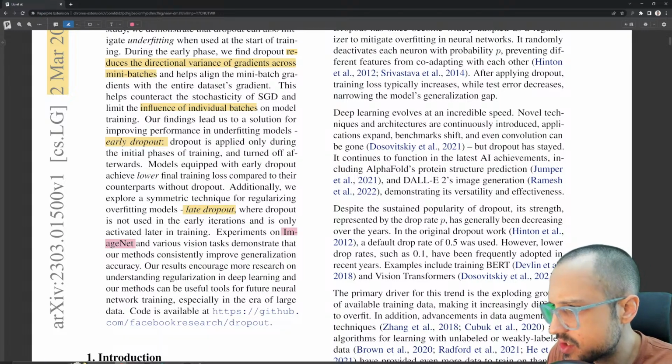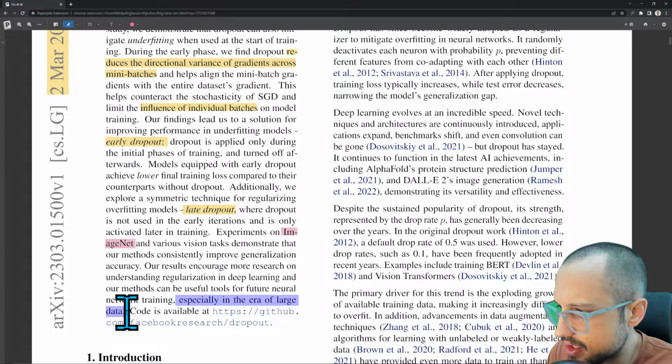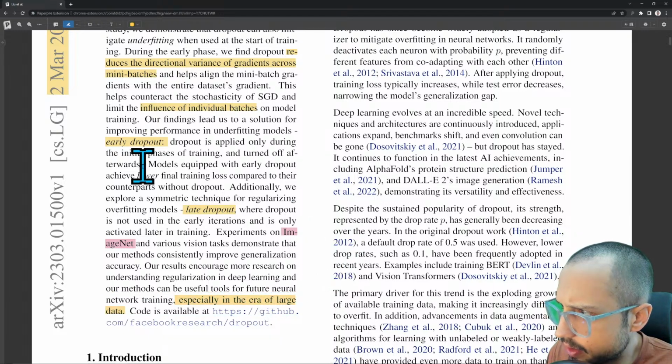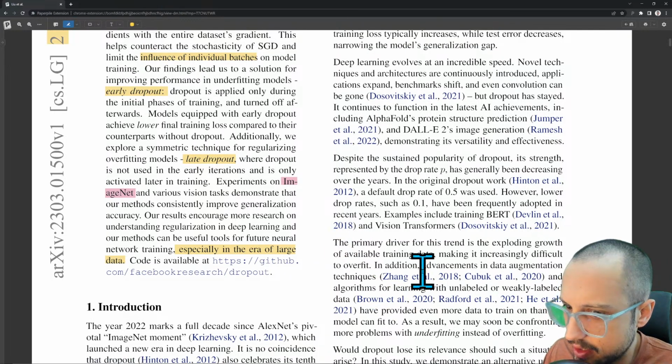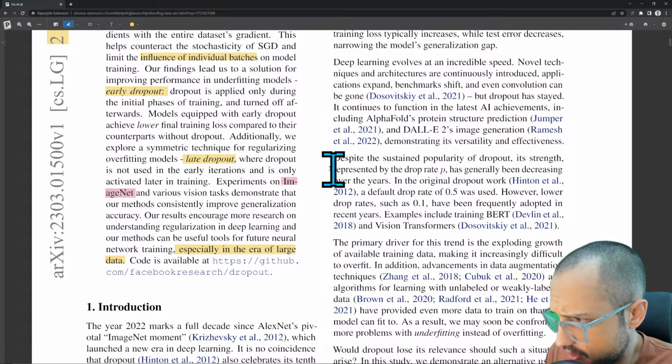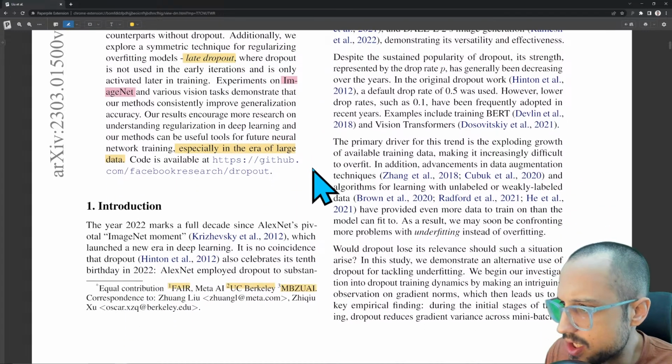Our results encourage more research on understanding regularization and deep learning. Their methods can be useful tools for future neural network training, especially in the era of large data. Yeah, so this should be interesting, if they find that things like early dropout, late dropout, this idea of dropout scheduling can increase the speed of training or reduce the total amount of training you have to do, I think that could be huge, right? Because training gets more and more expensive every year as people want to train bigger models on larger datasets.